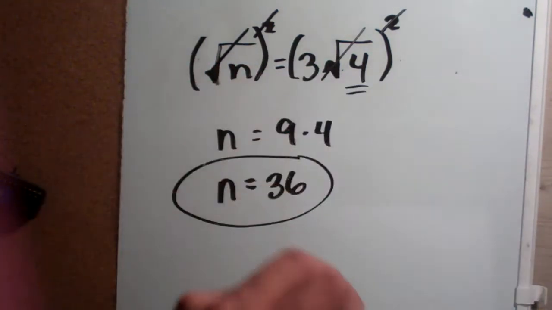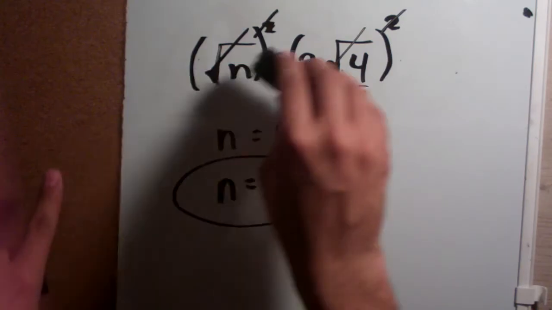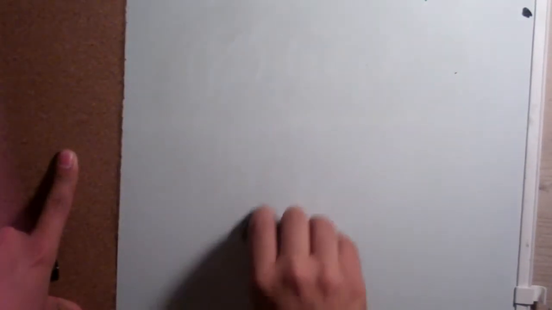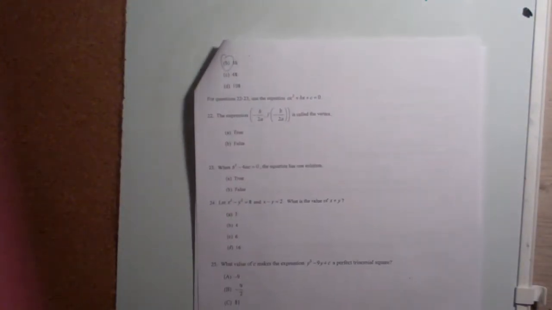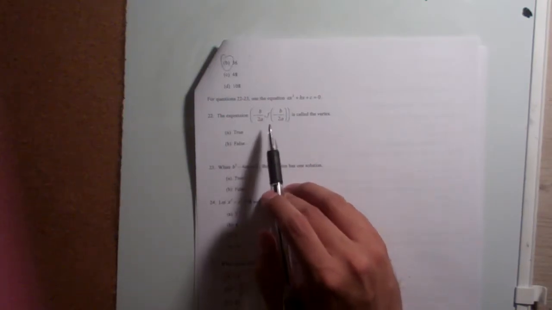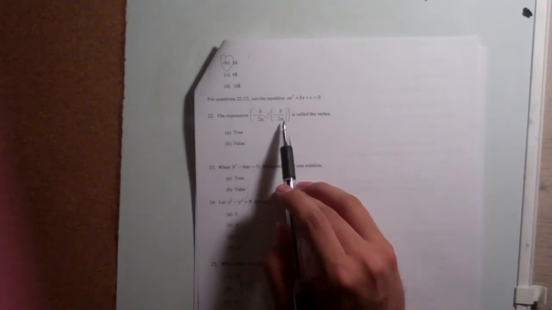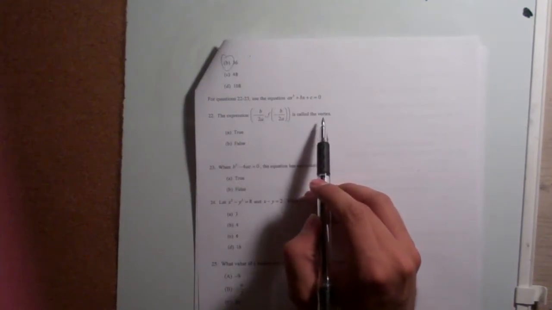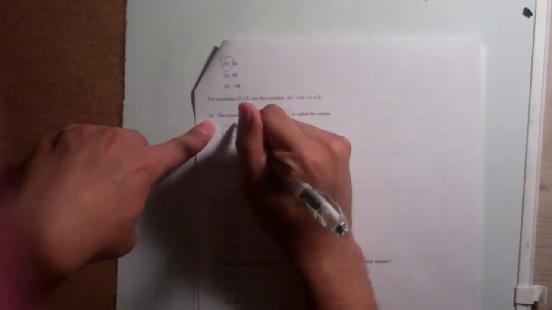All right, moving on to number 22. 22 through 23, I believe, are all true and false. For 22, it says the expression, and we have a coordinate here, negative b over 2, comma, f of negative b over 2. And we're asking, is that called the vertex? This is true.